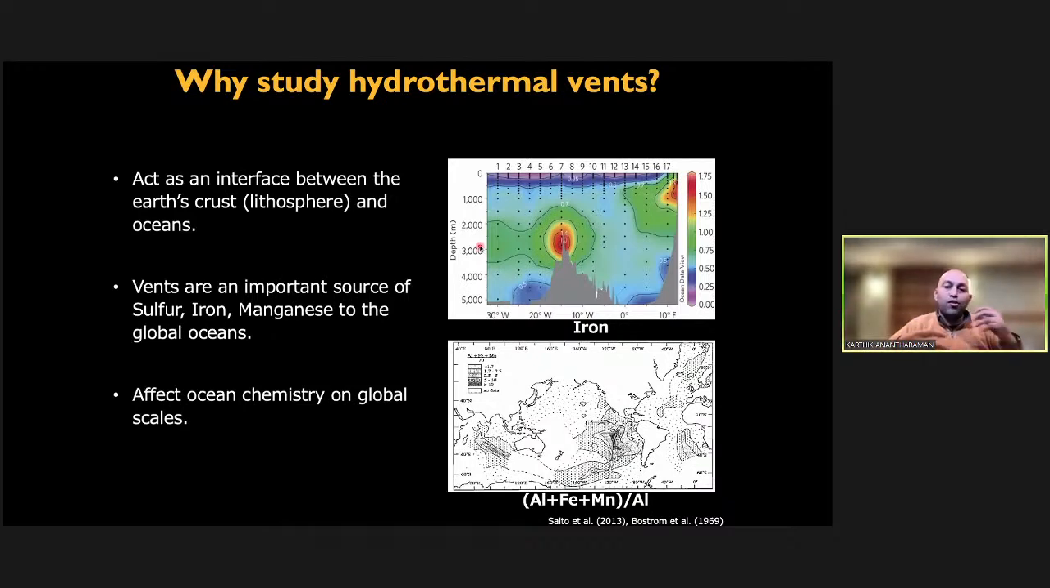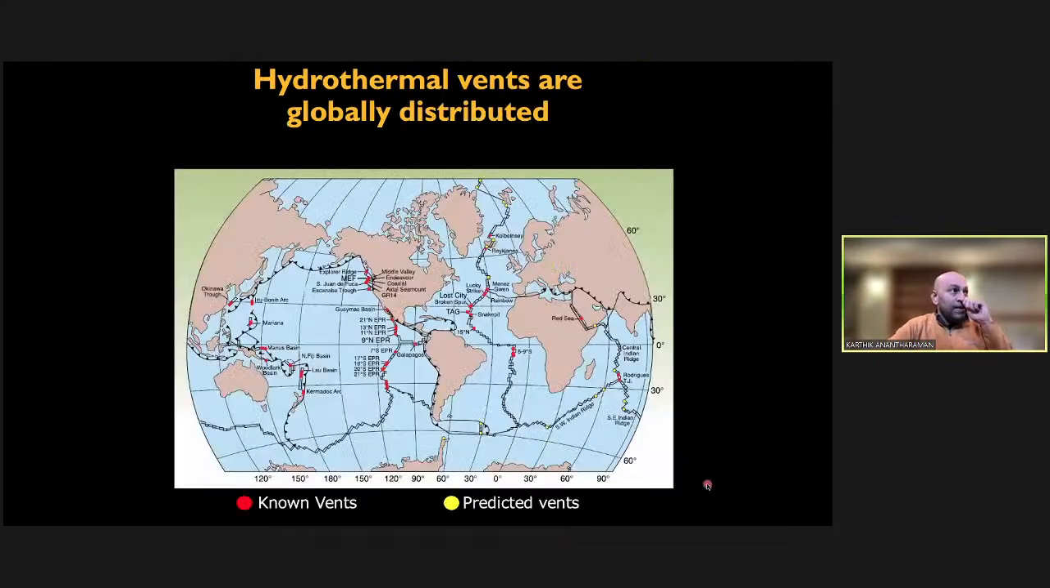And this ion is also complex to sulfur as well as other elements. So in essence, hydrothermal vents can affect ocean chemistry on global scales. And that's similar to what you're seeing over here as well. Wherever there are hydrothermal vents, you will see elevated or high concentrations of sulfur, iron, manganese, and a number of other trace metals. These hydrothermal vents are globally distributed.